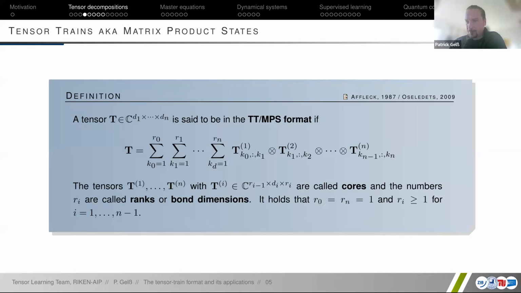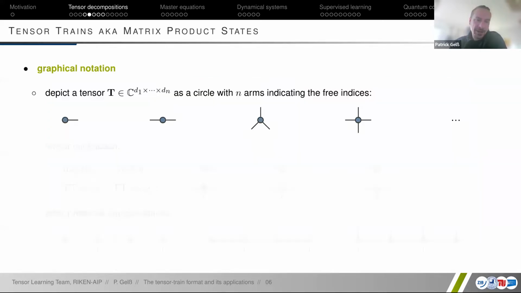You will see another type of notation in the following slides.